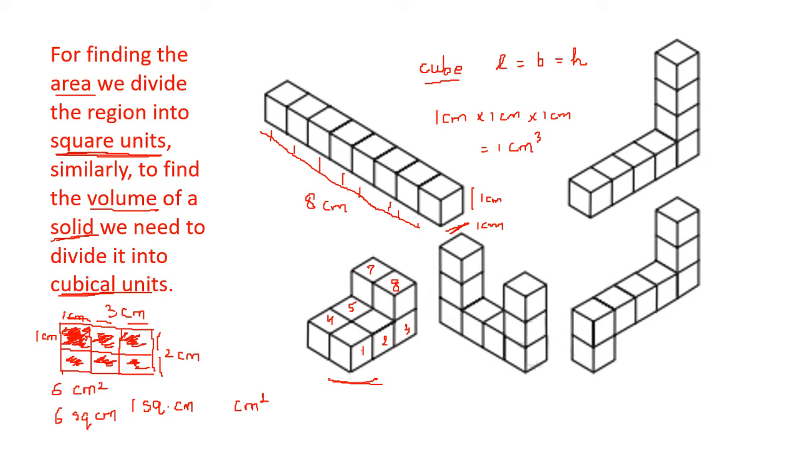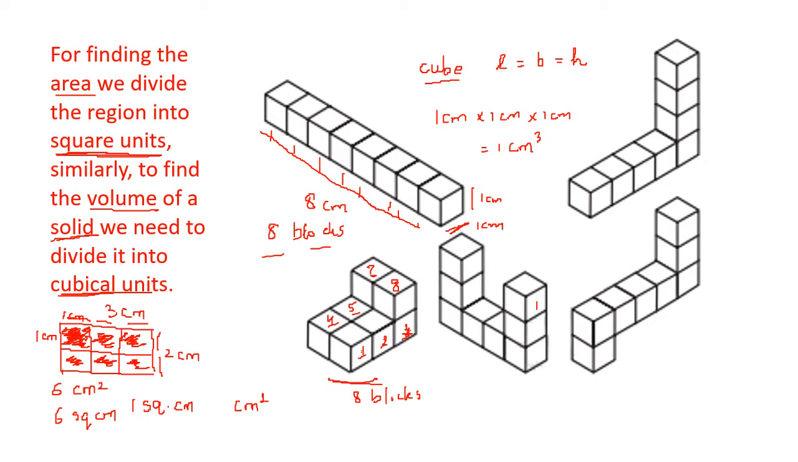You can see these 8 cubes are arranged in the same manner. 1, 2, 3 in the front, 4, 5 and 6. 6 you cannot see because it is just below the 7 behind the 3 and the 8. So here there are 8 cubical blocks, and here also there are 8 cubical blocks but arranged in a different manner.